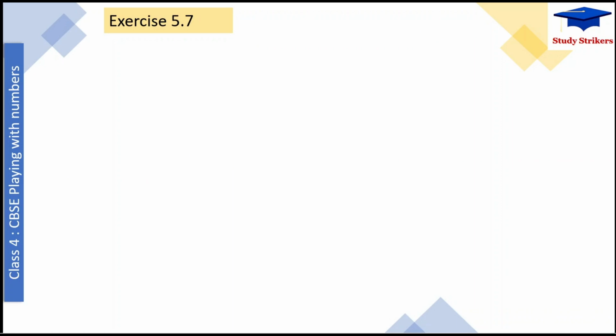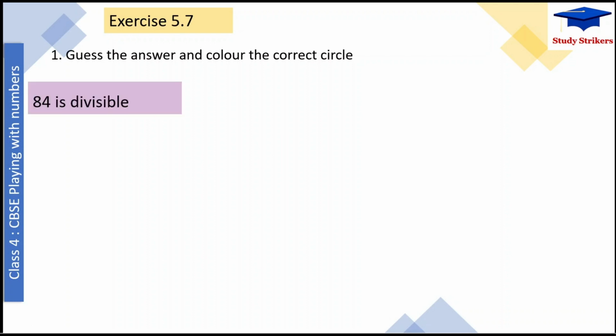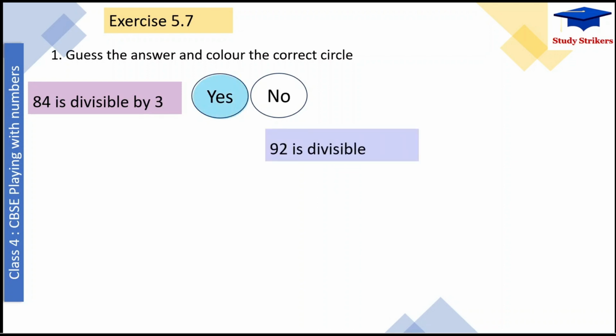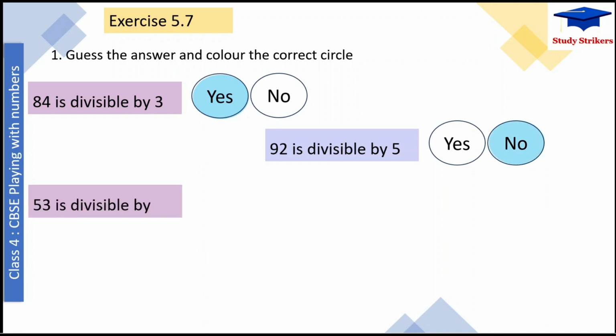Exercise 5.7. We have to guess the answer and color the correct circle. 84 is divisible by 3. Yes or no? What is the addition of 8 and 4? It gives you 12, and 12 is divisible by 3. Yes. Next, 92 is divisible by 5. Yes or no? Of course no. For a number to be divisible by 5, it should end with 0 or 5, and 92 doesn't end with 0 or 5. So it's no.